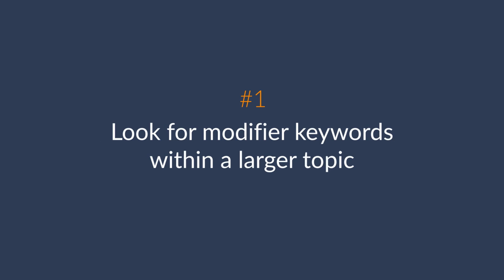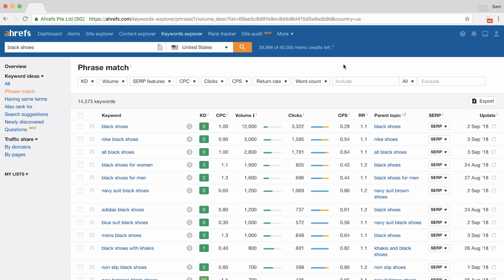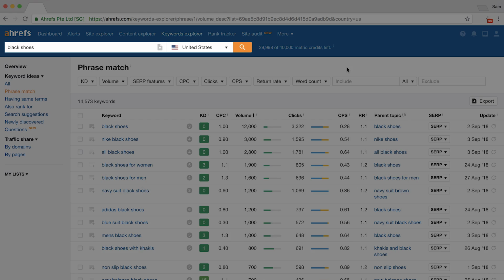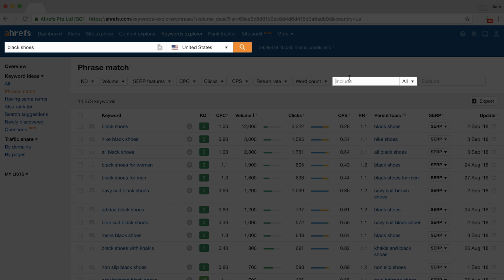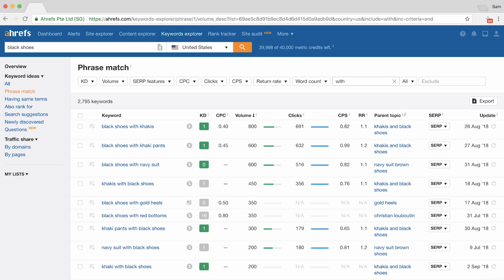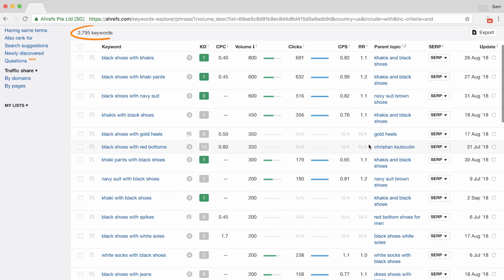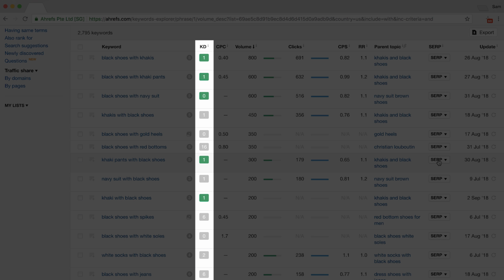The first one is to look for modifier keywords within a larger topic. So if we look at the phrase match report for the keyword black shoes, then you can use the include feature and type in a modifier keyword like width. And you can see right away that there are almost 2,800 awesome keywords, and by looking at the keyword difficulty scores, they all seem like pretty easy topics to rank for.